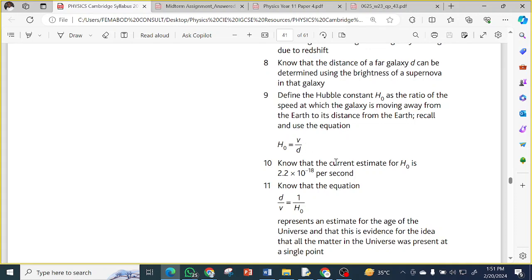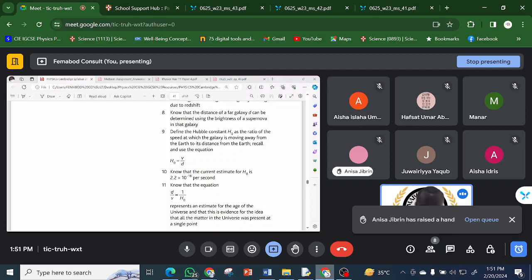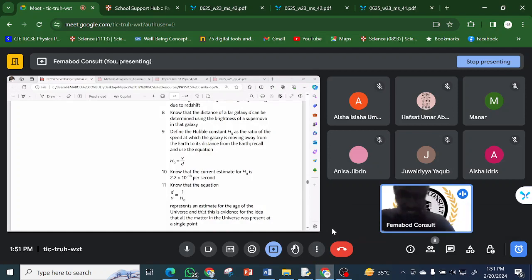Then the Hubble constant, like they call it, is a constant, so we can know the value. The value is very straightforward. So who is here to speak? Juaria, I need to hear your voice. Juaria, what's the value or what's the current estimate of Hubble's constant?